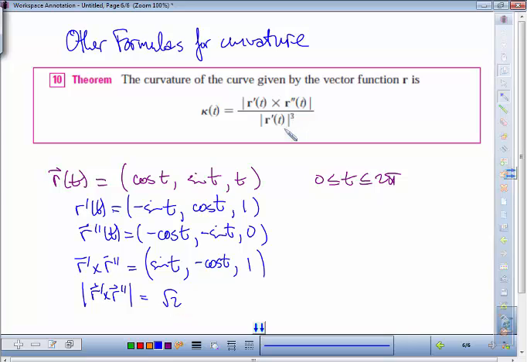So that's that. And then r prime, we already did this a while ago. The magnitude of r prime is square root of 2, and this is the denominator with square root of 2 to the third power. So kappa of t looks like it's square root of 2 divided by square root of 2 to the third power, according to this formula, and that is going to be 1/2. So I guess it was 1/2.